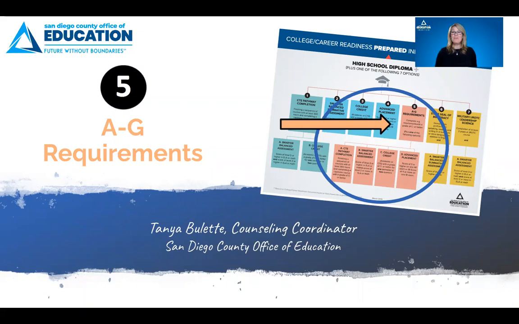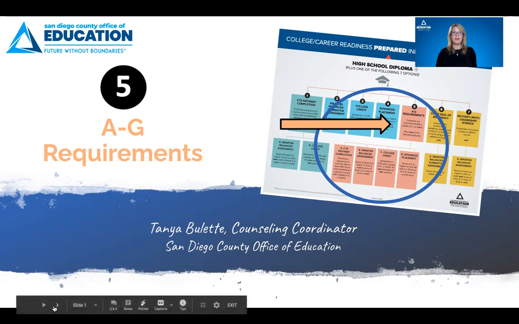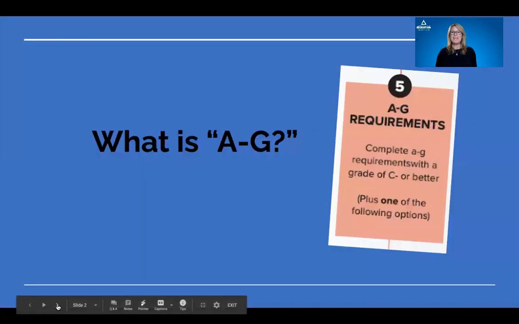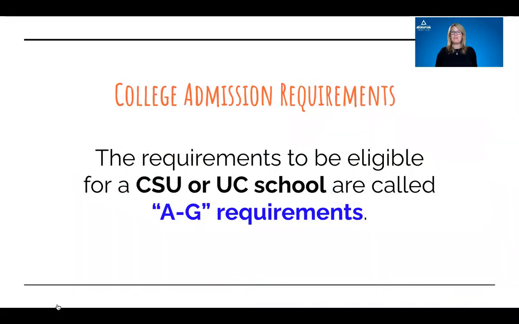I'm going to give you a brief tour of A through G and how a student can be marked as being met on the CCI indicator by meeting this requirement. So what is A through G? A through G is basically your college admission requirements.